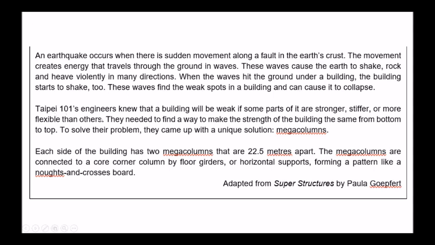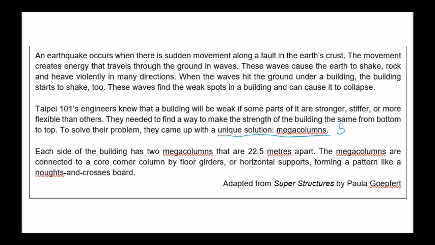Taipei 101's engineers knew that a building will be weak if some parts of it are stronger, stiffer, or more flexible than others. They needed to find a way to make the strength of the building the same from bottom to top. To solve that problem, they came up with a unique solution: mega columns. So I think we have a solution over here.